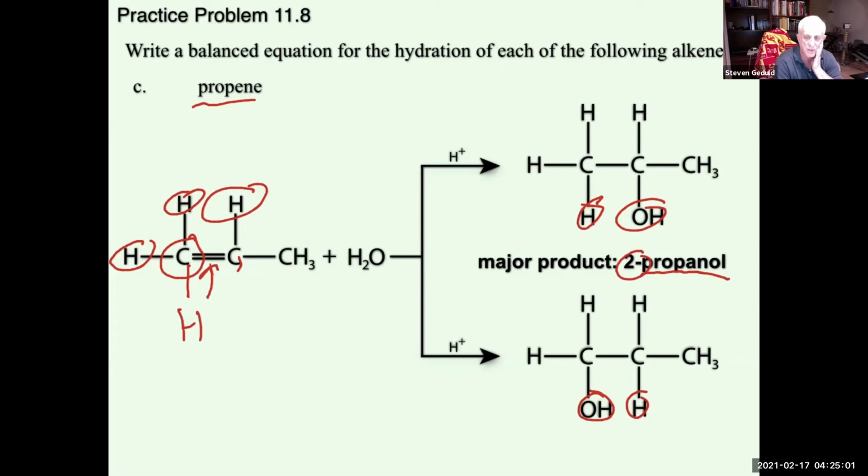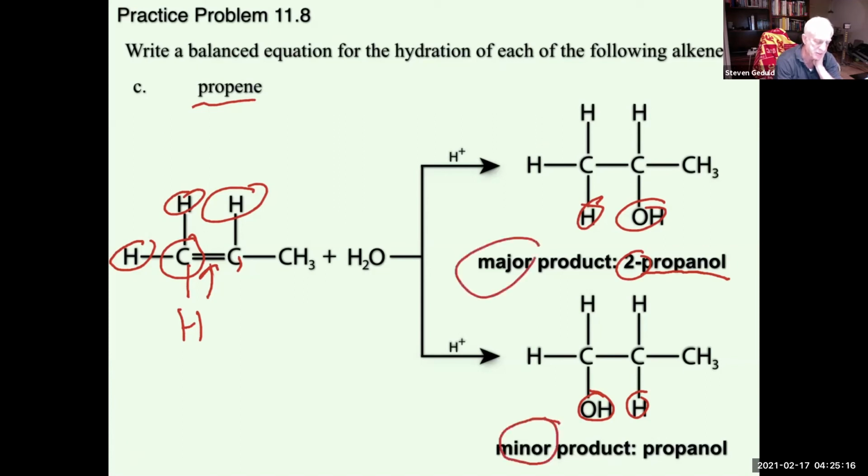Okay. The minor product is going to be propanol, which is 1-propanol, where the OH group is on the number 1 carbon. So this is your minor product. This is your major product. The major product is going to have the H attached to the leftmost carbon, because there are these 2 other hydrogens attached to it versus 1. So major and minor product.